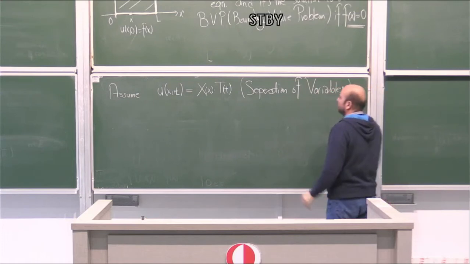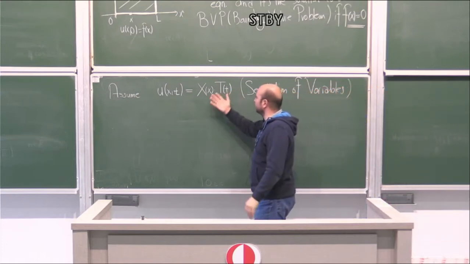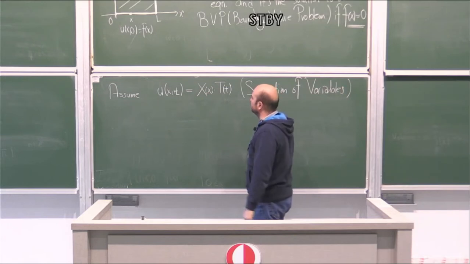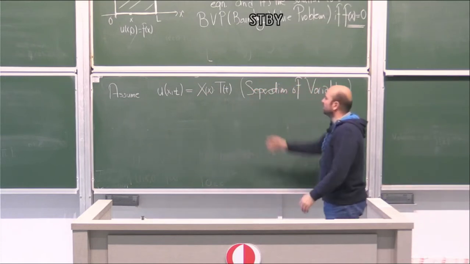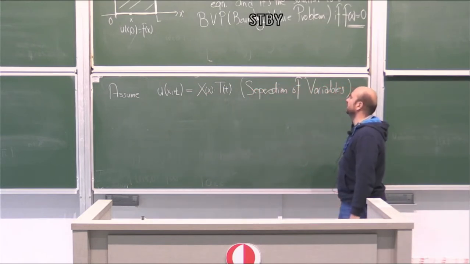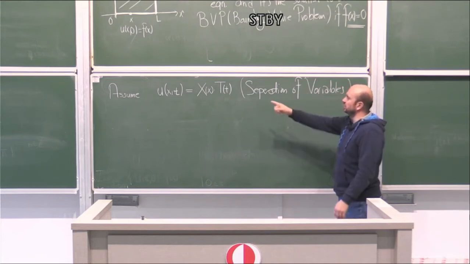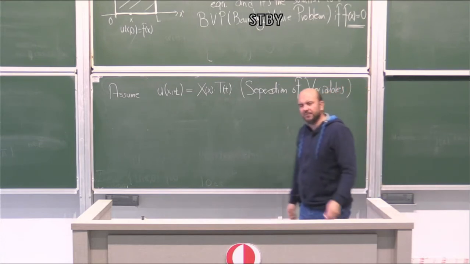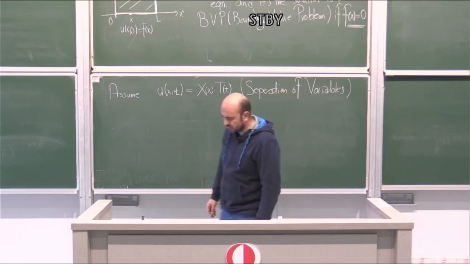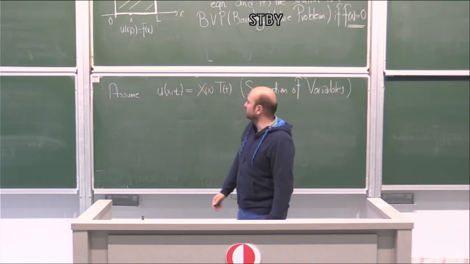So how do I think? I mean, they are separate things, so there is no relation between them. One is position, the other is time. So I'm thinking my solution looks like this: separation of variables. I'm going to use this assumption. And if we start with this assumption, then how is our equation now?